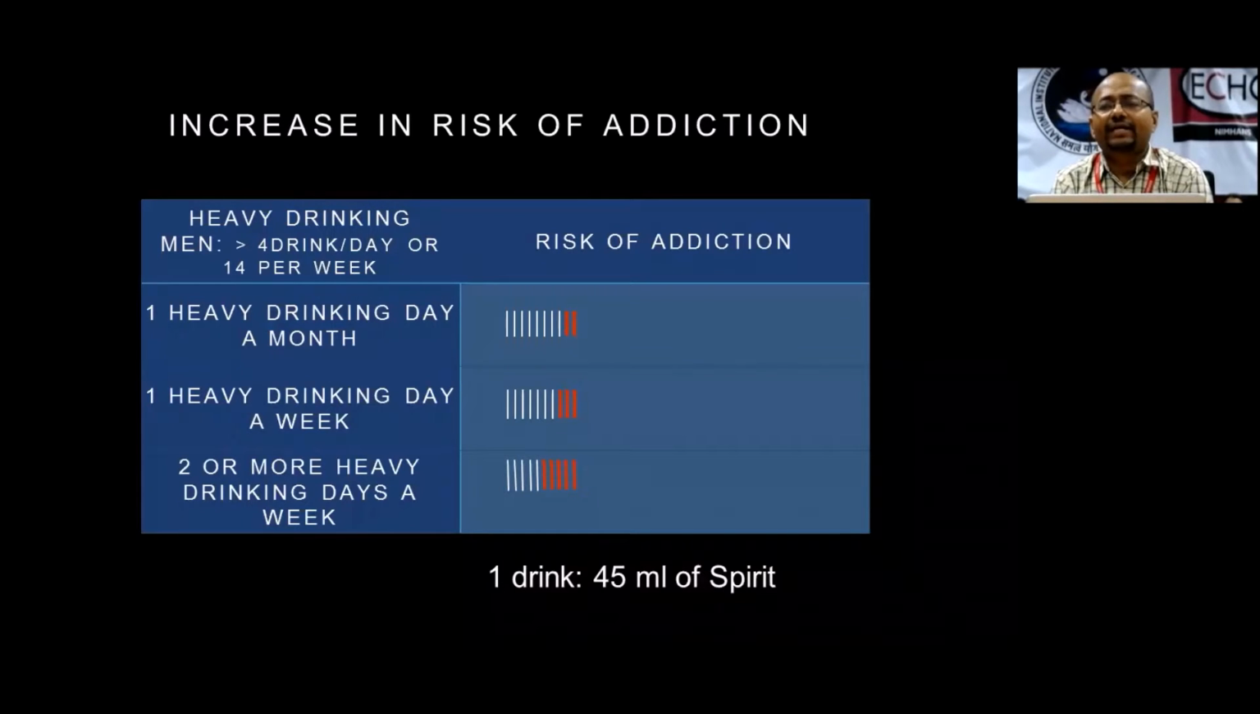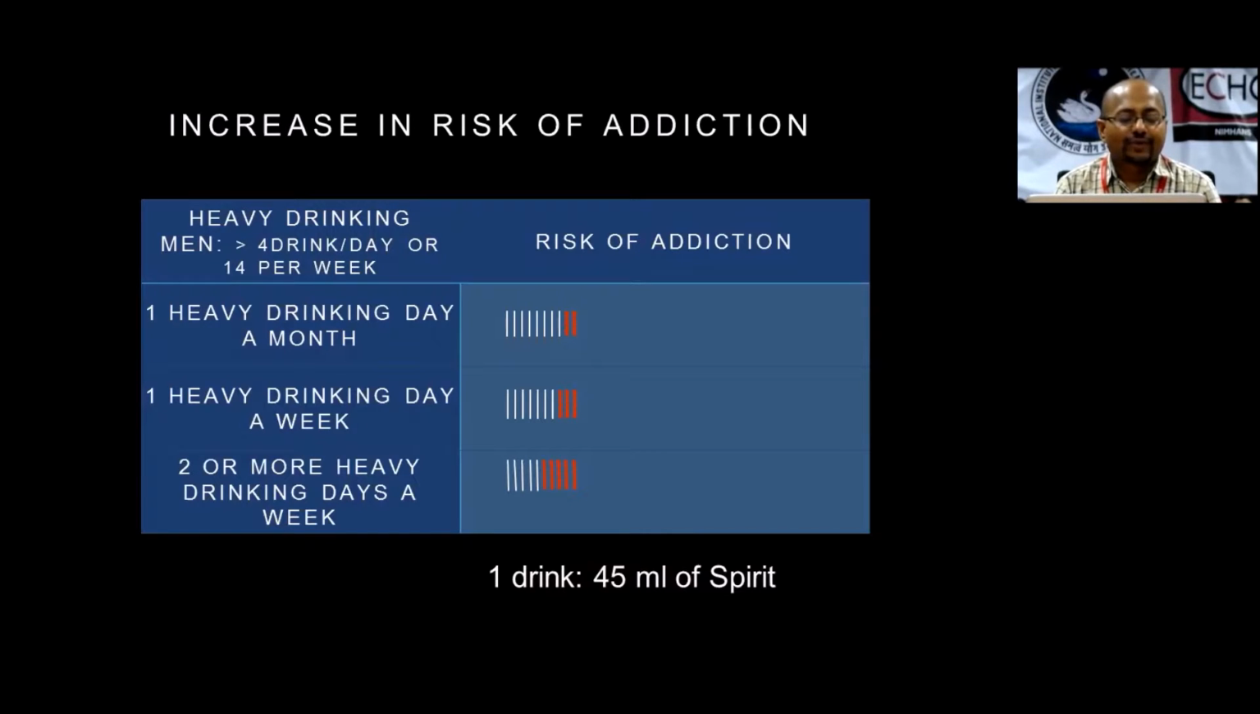Now let's look at something very interesting. This is again from NIAAA data. Look at this: heavy drinking is defined as more than 4 drinks per day or 14 per week. A person takes 1 heavy drink a month. So in 30 days, he does it only once, but he takes more than 4 drinks. Now, what is the risk of addiction? 2 out of 10. So you can see the red graph. 2 out of 10 can get into addiction if they continue like this.